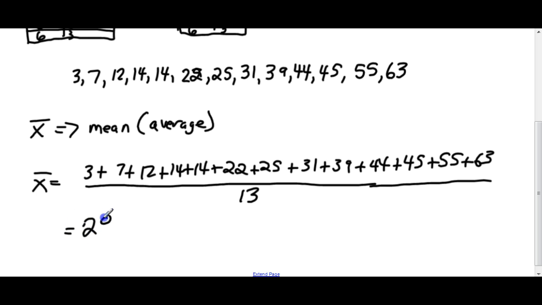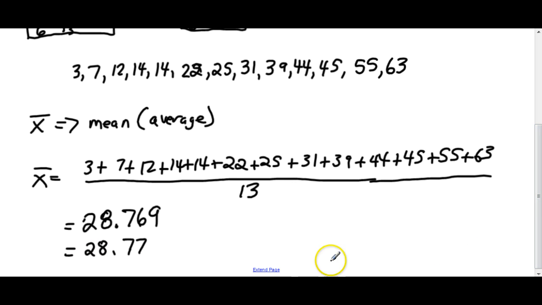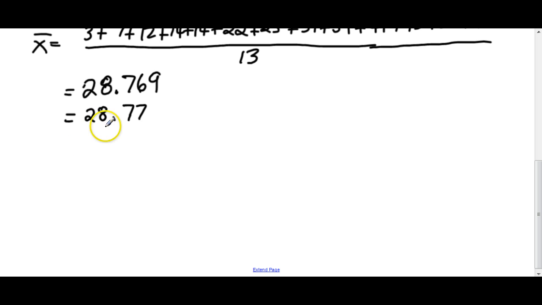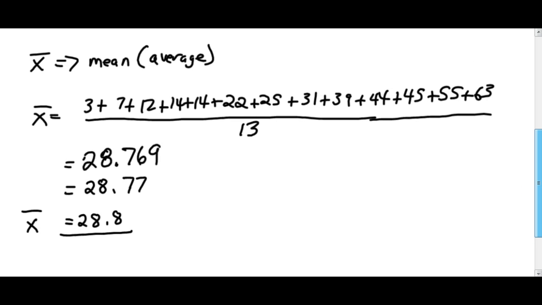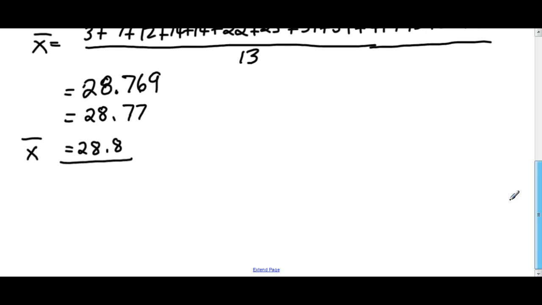And we would have an average of 28.769, and if we wanted to round that to the nearest 100th, that's the second digit, we would have an average of 28.77. And if we wanted to average that out to the nearest 10th, which is the first digit, it would be 28.8, and that would be our arithmetic mean of all these numbers added up and divided by the total. Very simple concept, arithmetic mean.